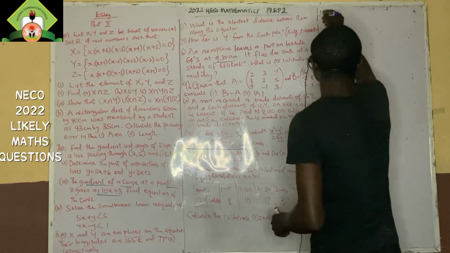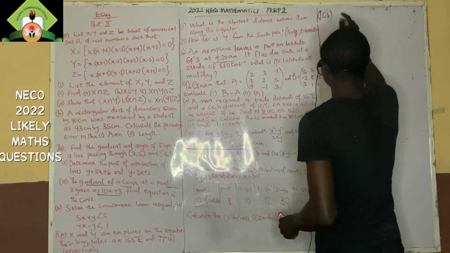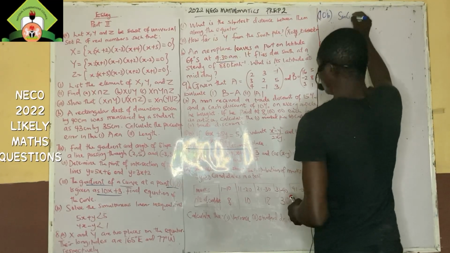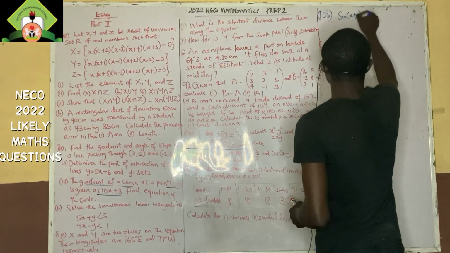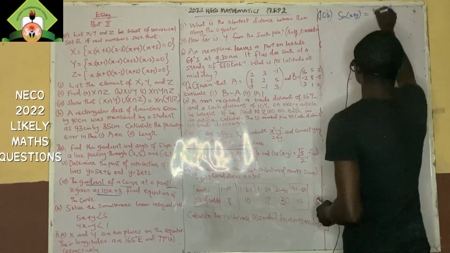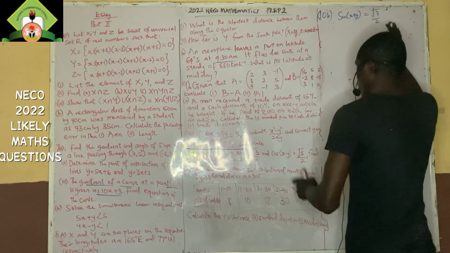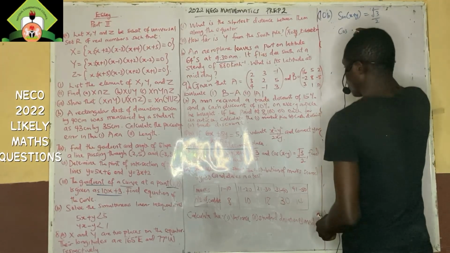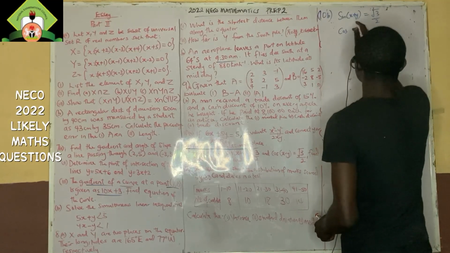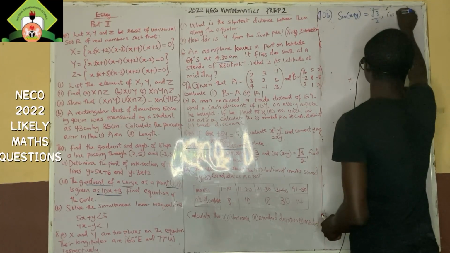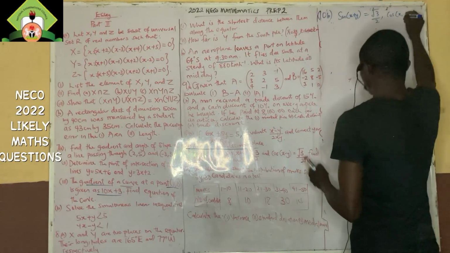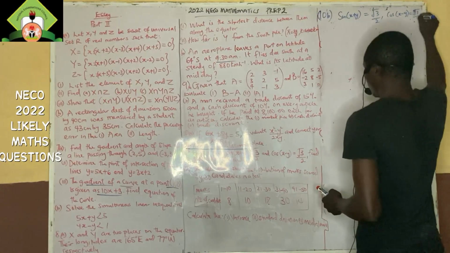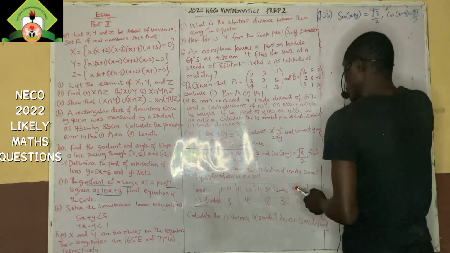Question 10b now. Question 10b. We have sine of bracket x plus y bracket close equals square root of 3 over 2, and cos of x minus y is equal to square root of 3 over 2. We have to find x and y.